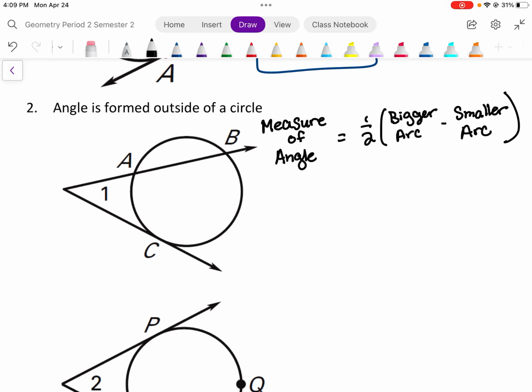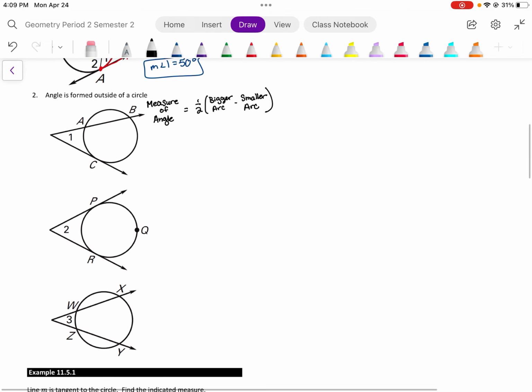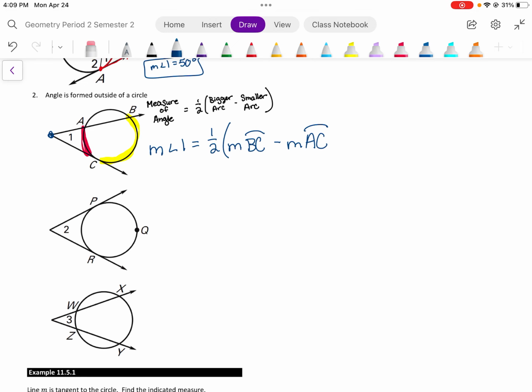And this is going to look different for different types of segments or lines that we're using, but the equation is going to be the same for all of them. So for example, the first one, the measure of angle 1 is going to be equal to 1/2 the measure of the bigger arc, so that's going to be the one that's further away. So this one's going to be the measure of BC, and then we're going to subtract the measure of the smaller arc, or the one that's closer, and that would be the measure of arc AC.